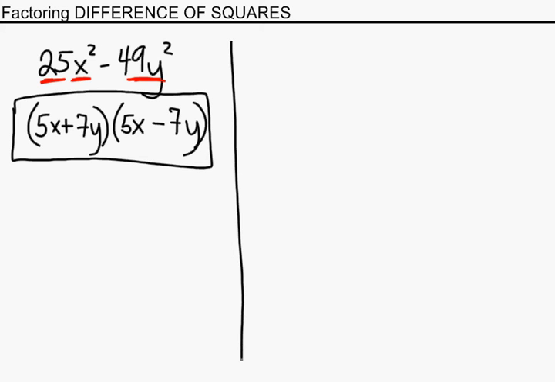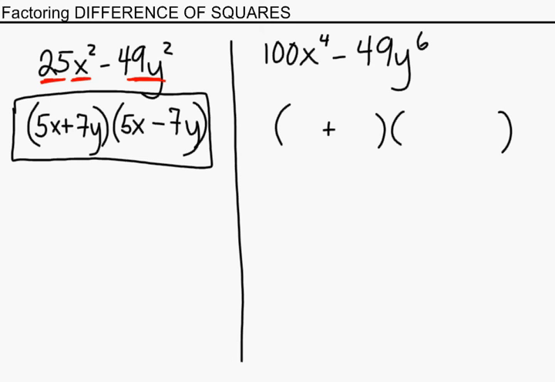Last example, a little bit more complicated because now I'm going to change the exponents on the variables. I get 100x to the 4th minus 49y to the 6th. But I don't change my approach. I know that if I had a binomial, once I FOILed, I started out with conjugates, plus and minus. The numbers are the easy part to deal with. The 100, I know I'm going to need tens, so I put my tens.